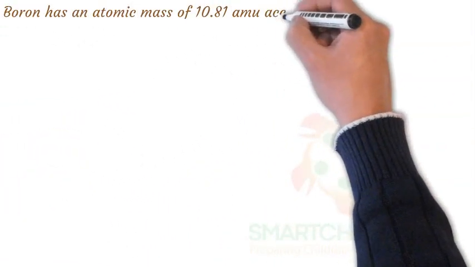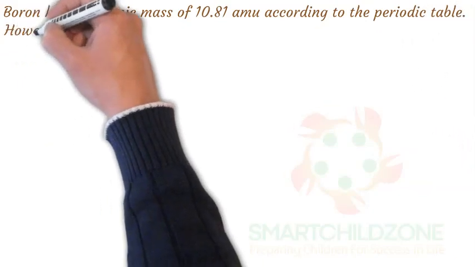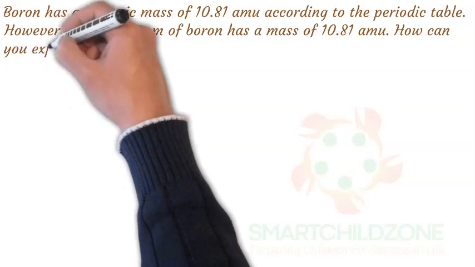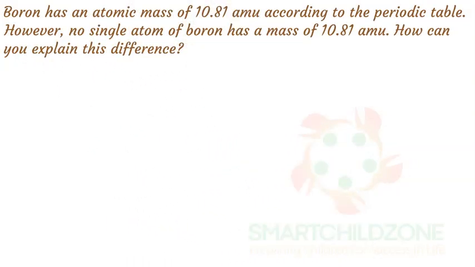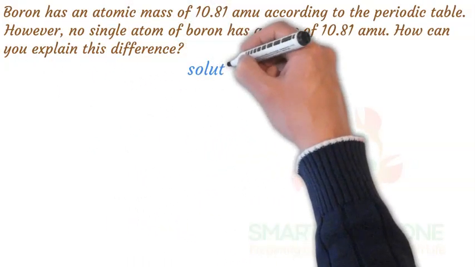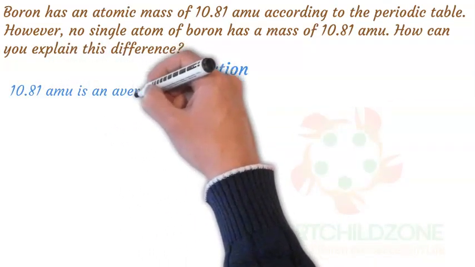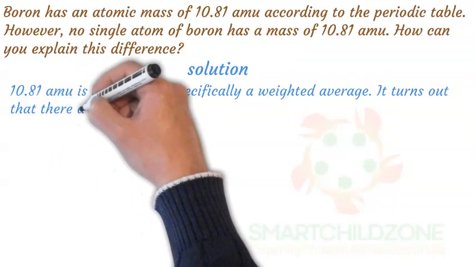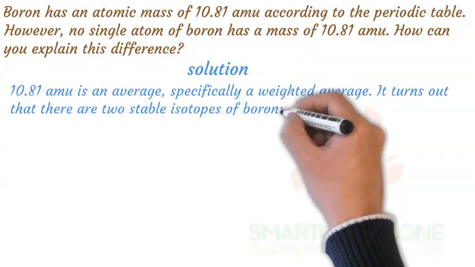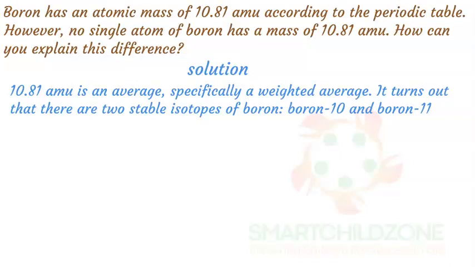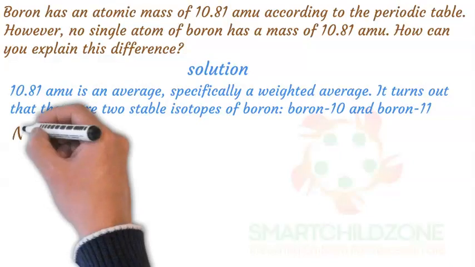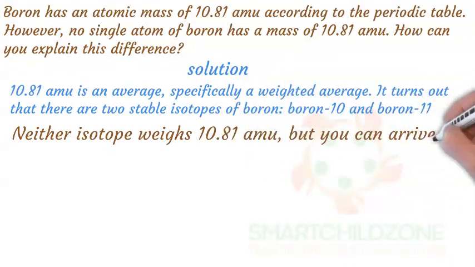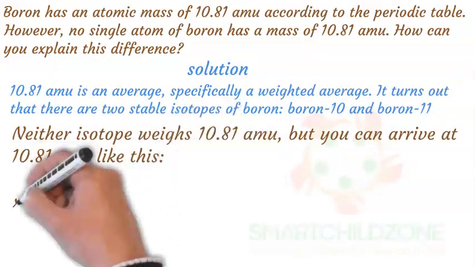Boron has an atomic mass of 10.81 atomic mass units according to the periodic table. However, no single atom of boron has a mass of 10.81 AMU. How can you explain this difference? 10.81 AMU is an average, specifically a weighted average. It turns out that there are two stable isotopes of boron: boron-10 and boron-11. Neither isotope weighs 10.81 AMU, but you can arrive at 10.81 AMU like this.